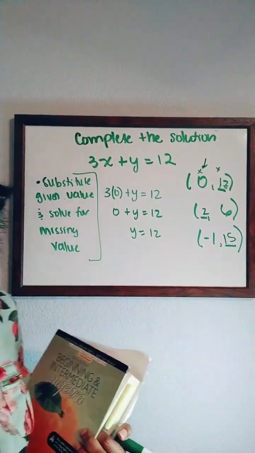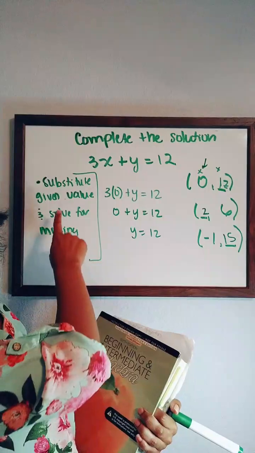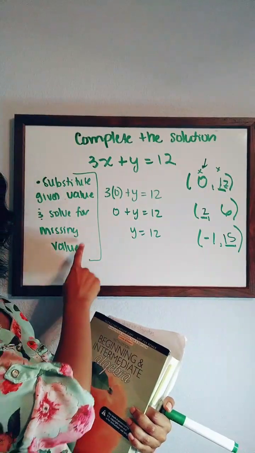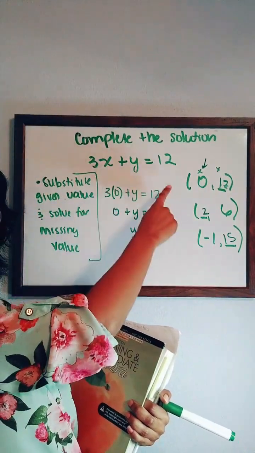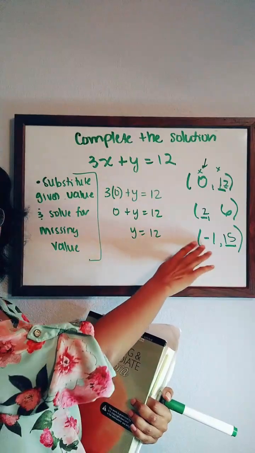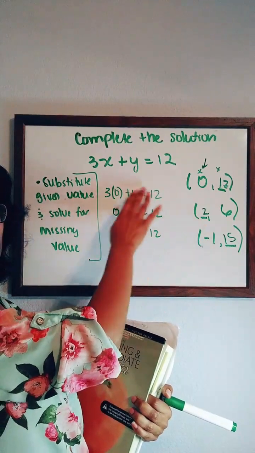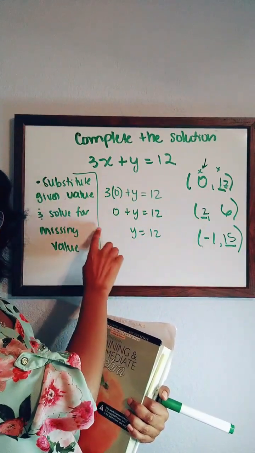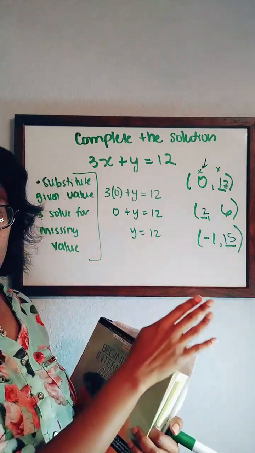Everything connects. For those who are just popping in, if you need to take that down, when you're trying to complete the solution and you're missing one of the coordinates, you're going to substitute in the value they give you, and then you're just going to solve for the missing value.